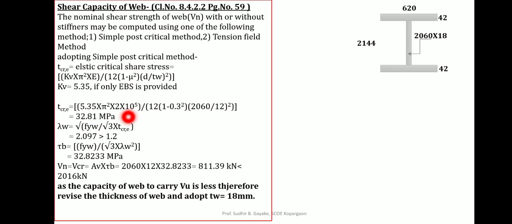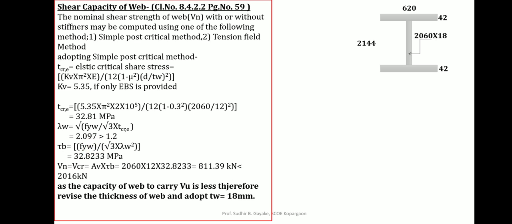Now this calculated value of elastic critical shear stress is to be put in the next formula to calculate your lambda value, that is slenderness ratio for your web. So that is under root of Fyw divided by under root of 3 into tau c, tau c value that is already calculated in the first step, and now we are getting the slenderness ratio as 2.097.